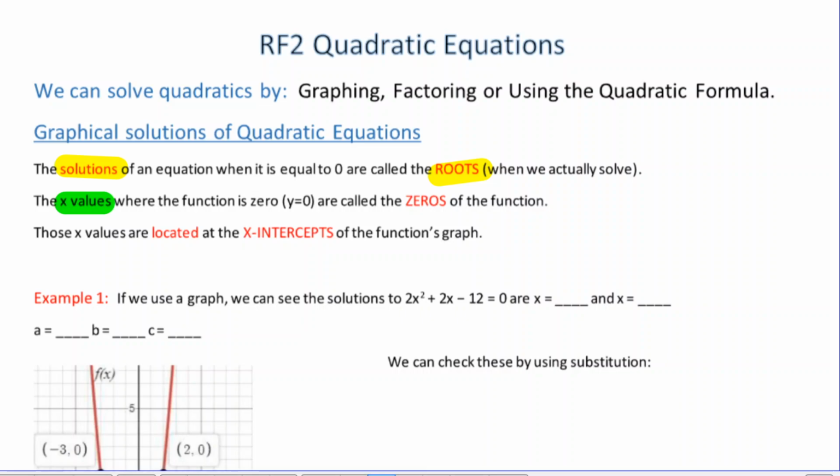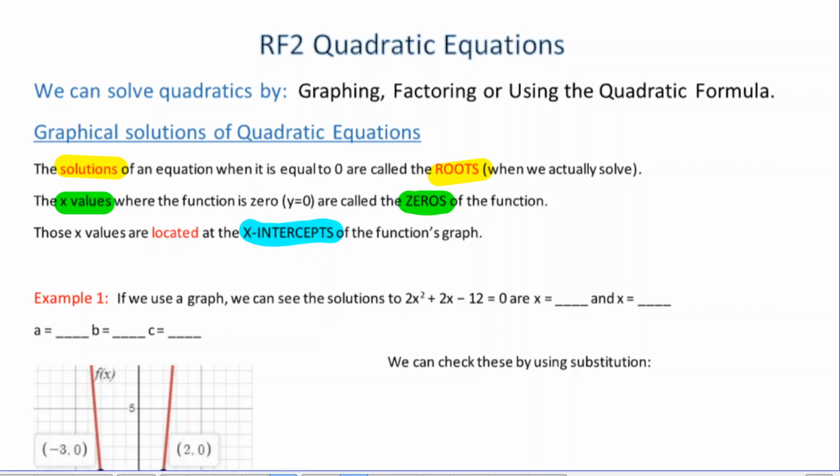The x values, where the function is 0, are called zeros. So that's actually the same value as the roots. They're kind of interchangeable terms. And then lastly, where are these things found, right? What are these solutions? Well, they're actually the x points of our x-intercepts, right? Those points where our graph crosses the x-axis. That's where we're going to find our solutions graphically.